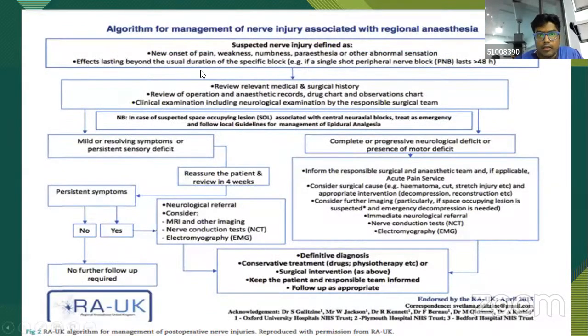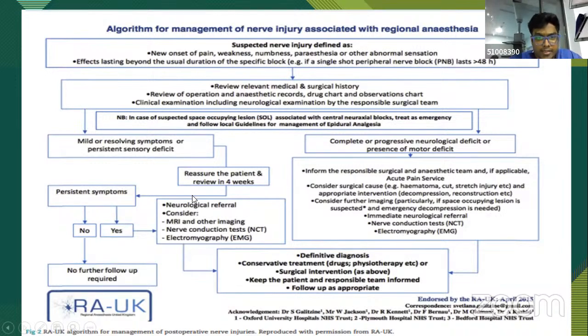This is an algorithm by Regional Anesthesia UK. Any new onset pain, weakness, numbness, or sensory or neural deficit which lasts beyond the usual duration of the specific block. Whatever block we give usually lasts for 48 hours if it is a single shot block. Now you review the history, anesthesia record, surgical history and everything. If it is mild and persistent, you reassure the patient and review in 4 weeks. If persistent symptoms are not there, then no follow-up is required.